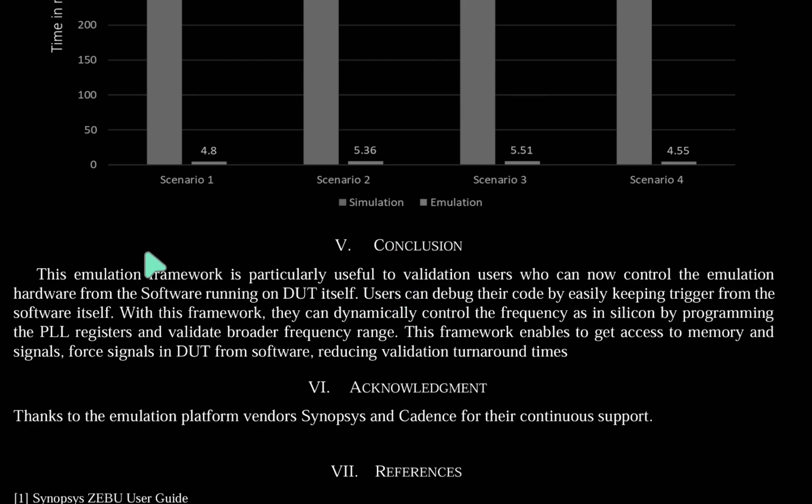Section 5 is conclusion. This emulation framework is particularly useful to validation users who can now control the emulation hardware from the software running on the DUT itself. Users can debug their code by easily keeping triggers from the software itself. With this framework, they can dynamically control the frequency as in silicon by programming the PLL register and validate a broader frequency range. This framework enables access to memory and signals in the DUT from software, and reduces validation turnaround time.